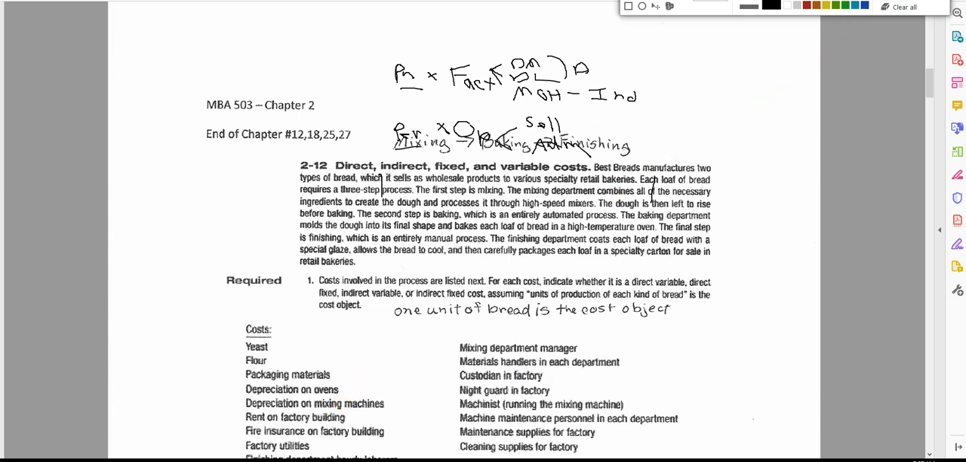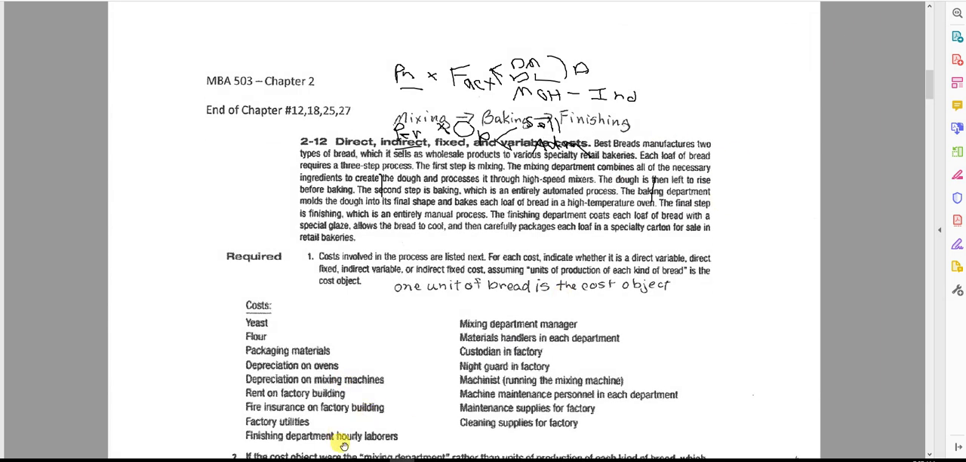Next one, finishing department hourly laborers. They are direct labor, so direct and variable.